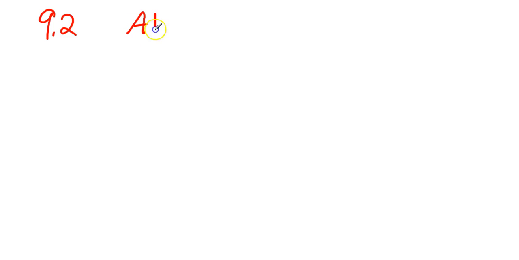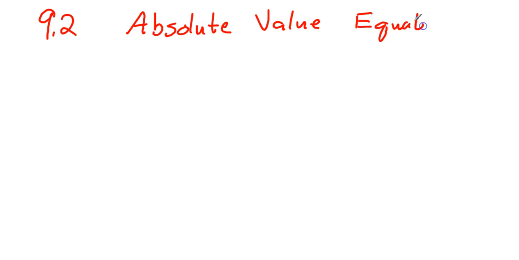9.2 introduces absolute values. Now, for these, it's not just the absolute value of a certain number. This is where you're actually going to solve an equation, and then they're going to move to inequalities. So if you're solving absolute value equations, the biggest thing is more of the setup and how they want you to think about them. When you talk about absolute value, it's the distance from zero.